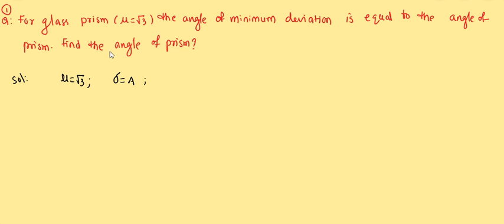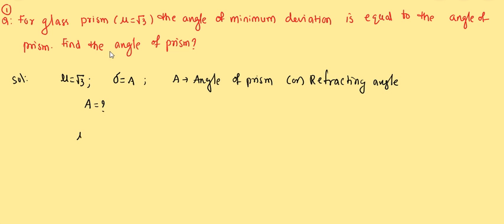Okay, you note it. A has two names. One is angle of prism. In some problems they may give it as refracting angle also. Okay, refracting angle. Now the question is that the angle of prism is what?